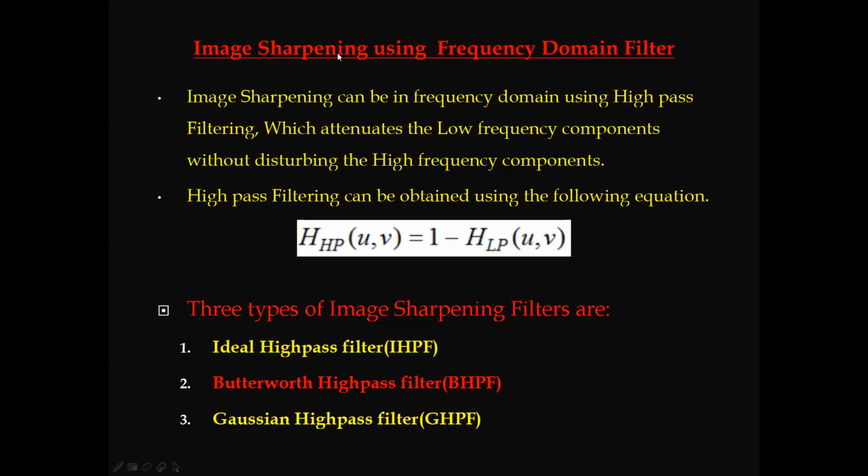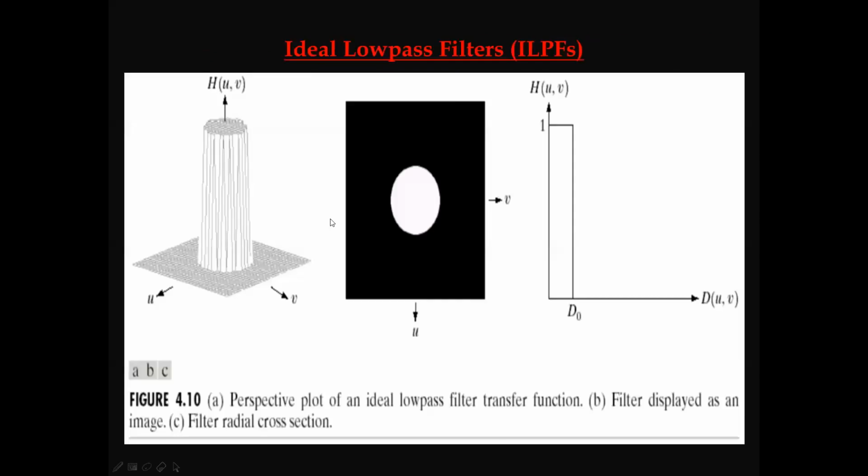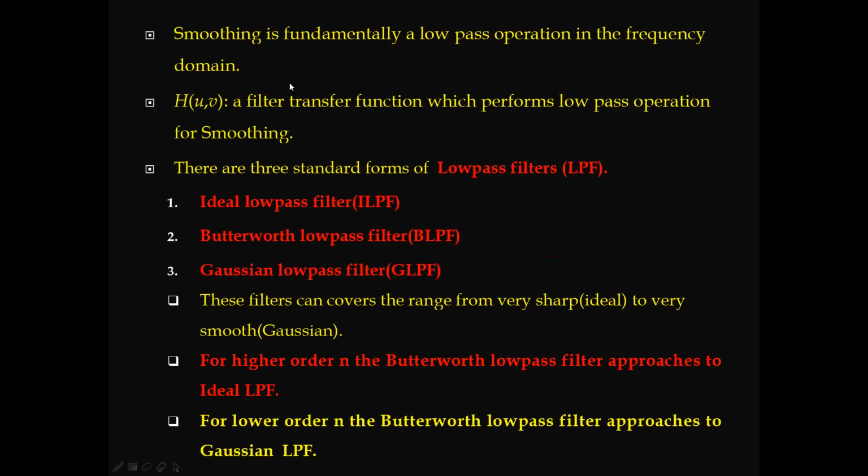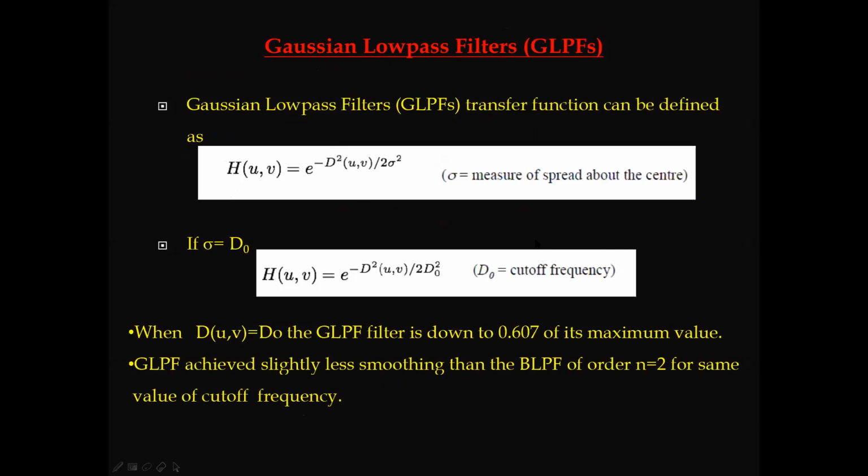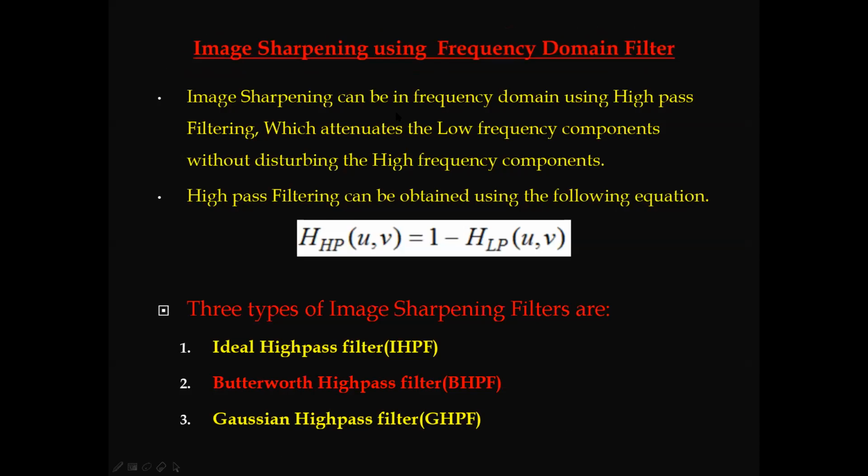Next, coming to the sharpening filter. Earlier we have studied smoothing filters. So what are the smoothing filters? They are low pass filters: ideal low pass filter, Butterworth low pass filter, Gaussian low pass filter. Now coming to the sharpening filters. Sharpening filters are nothing but high pass filters. So smoothing filters are low pass filters, and sharpening filters are high pass filters. Now how to obtain a high pass filter? If you know the low pass filter, the high pass filter equals 1 minus the low pass filter.